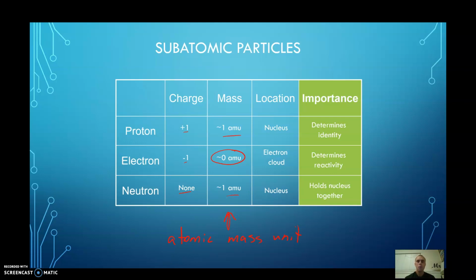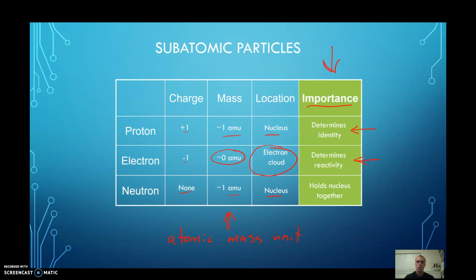Protons and neutrons are located in the nucleus. Electrons are located in the electron cloud. And this column right here is important, because protons determine the identity of that element. The number of protons an element has determines what element that atom is.